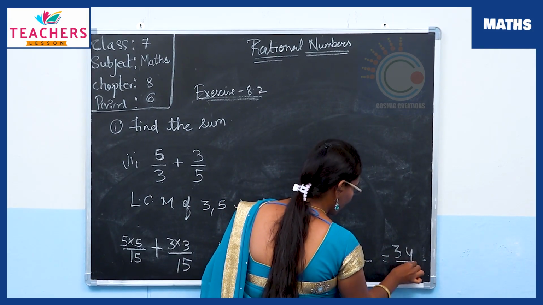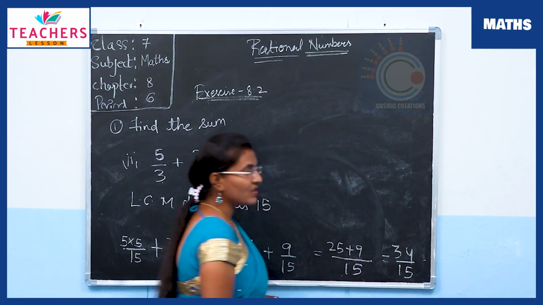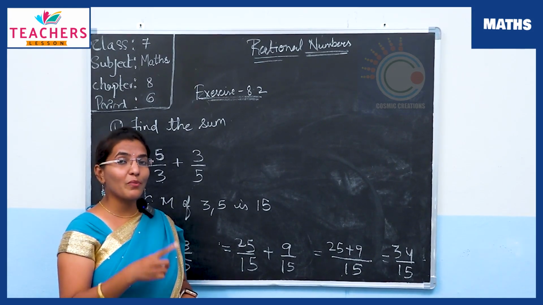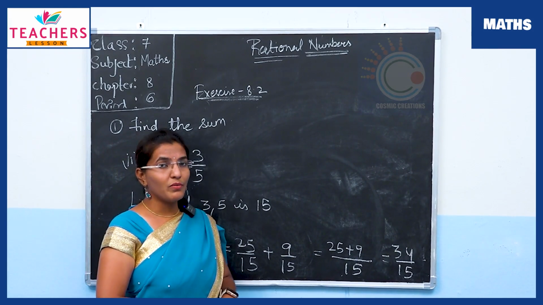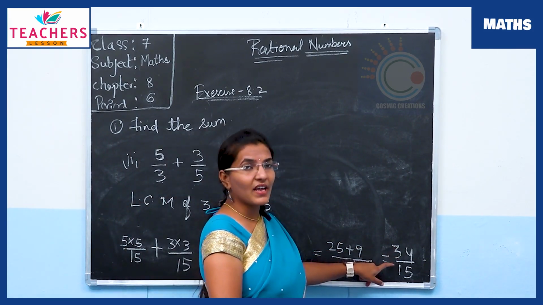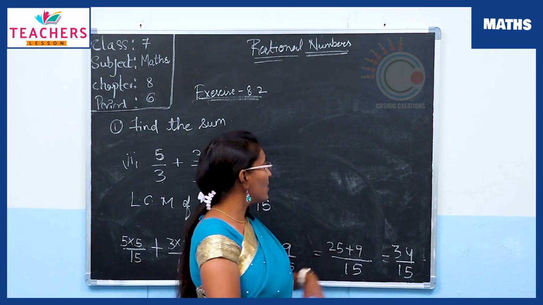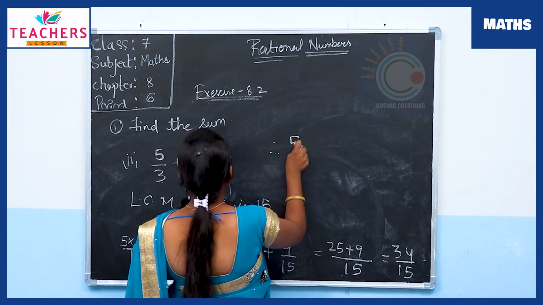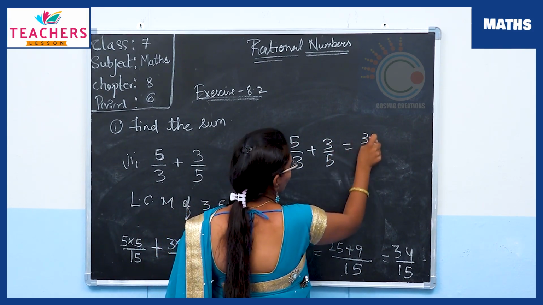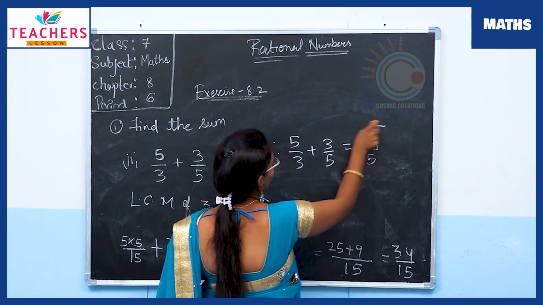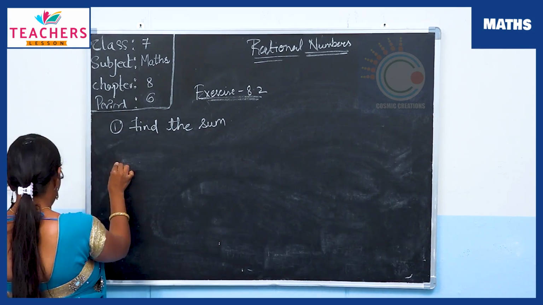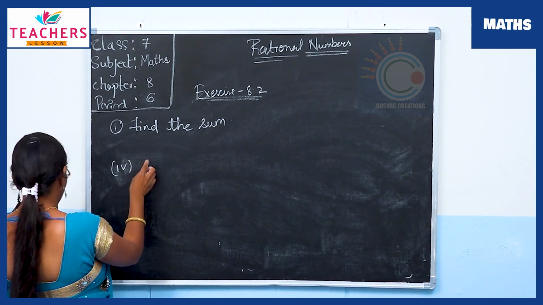34 by 15, right? So, 34 by 15. Can you further simplify 34 by 15? No, because here we can see that both cannot be taken for a common multiple. So, what is the answer, students? Yes, 5 by 3 plus 3 by 5 is equal to 34 by 15. So, this is the solution. Clear? Let's take the fourth problem.